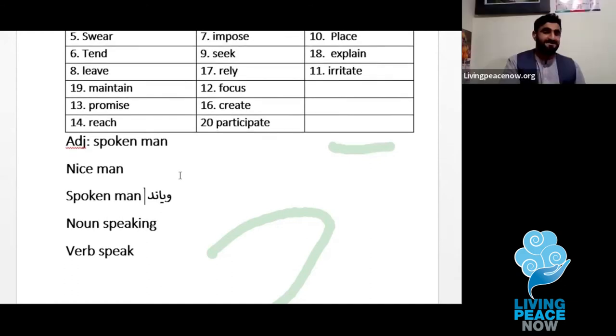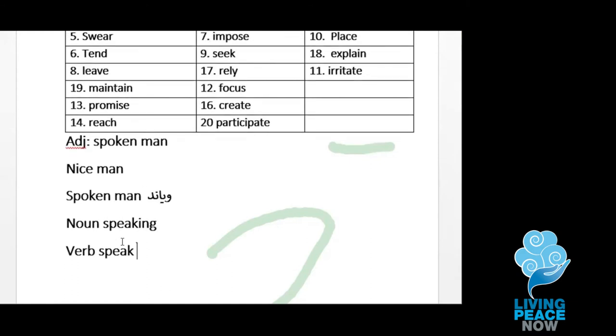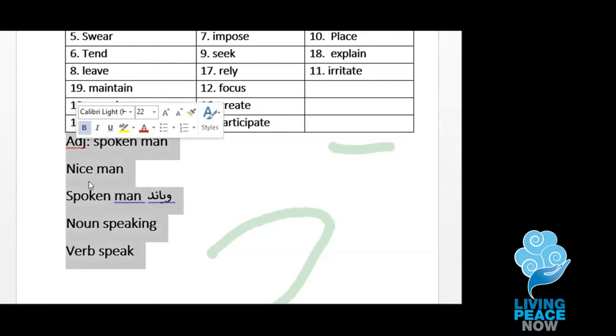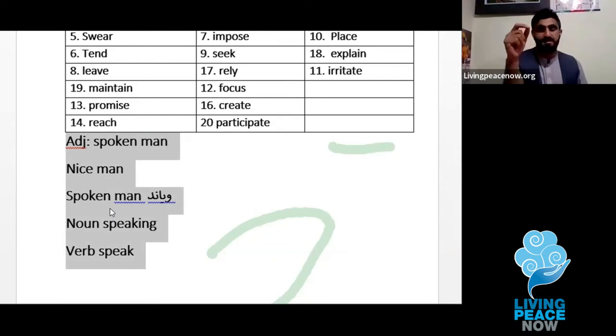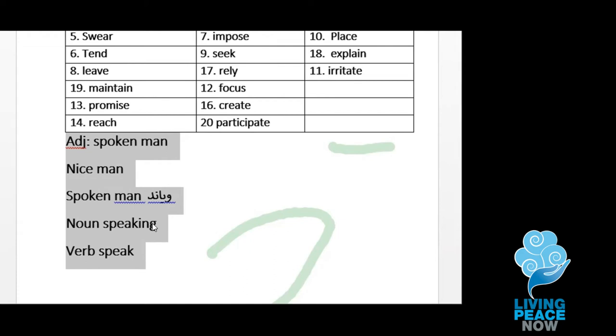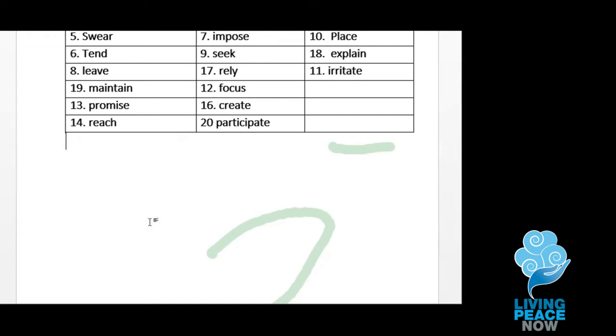Now you can make another example. For example, the Prophet Muhammad was the best spoken man in the world. Prophet Muhammad, peace be upon him, is one of the best spoken men of Islam. Yes, of Islam. Thank you. Very good.